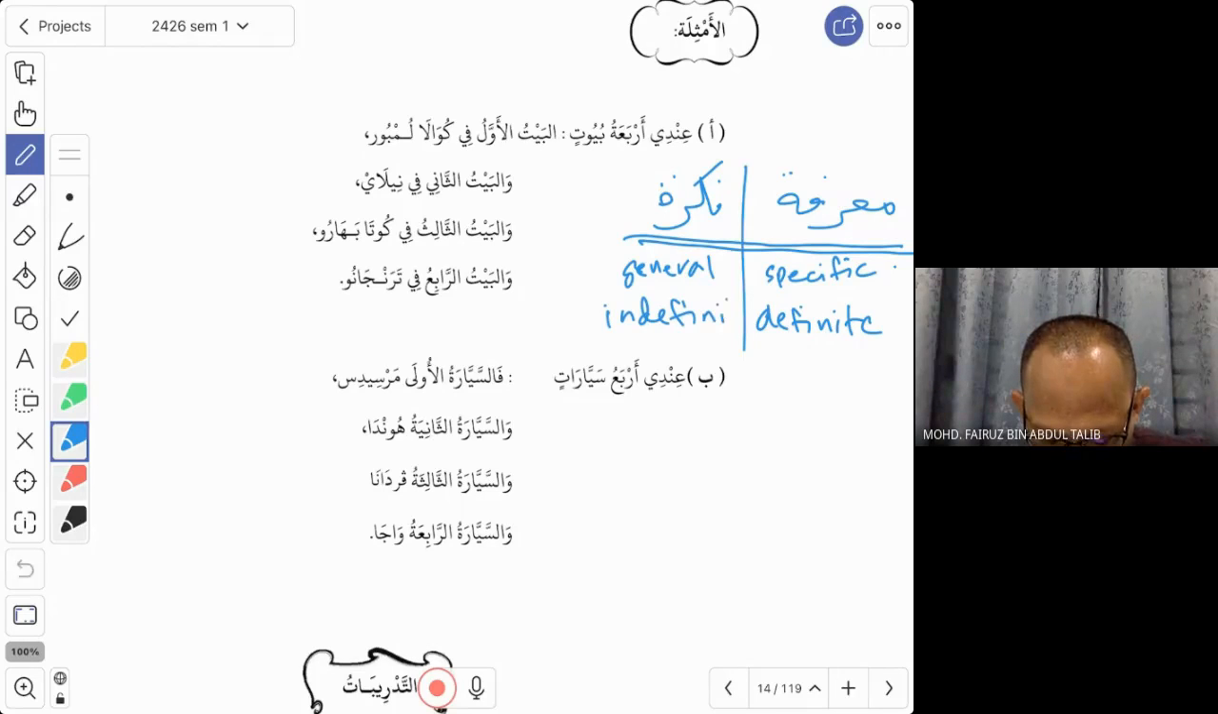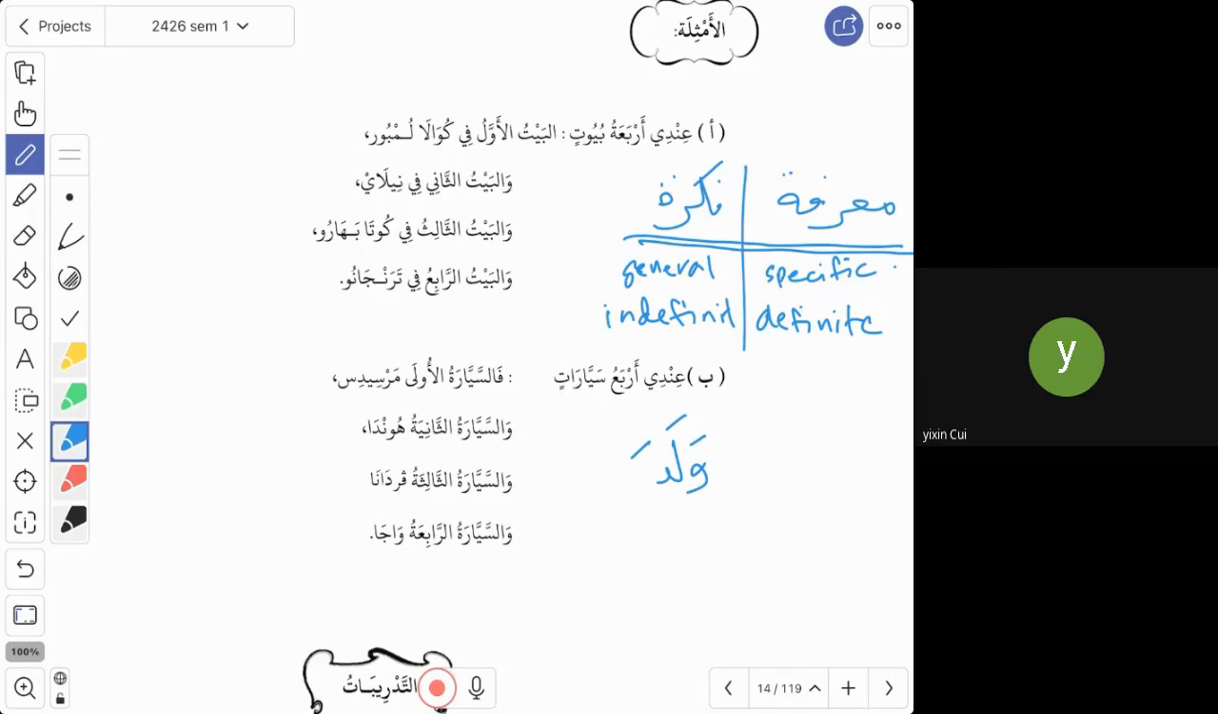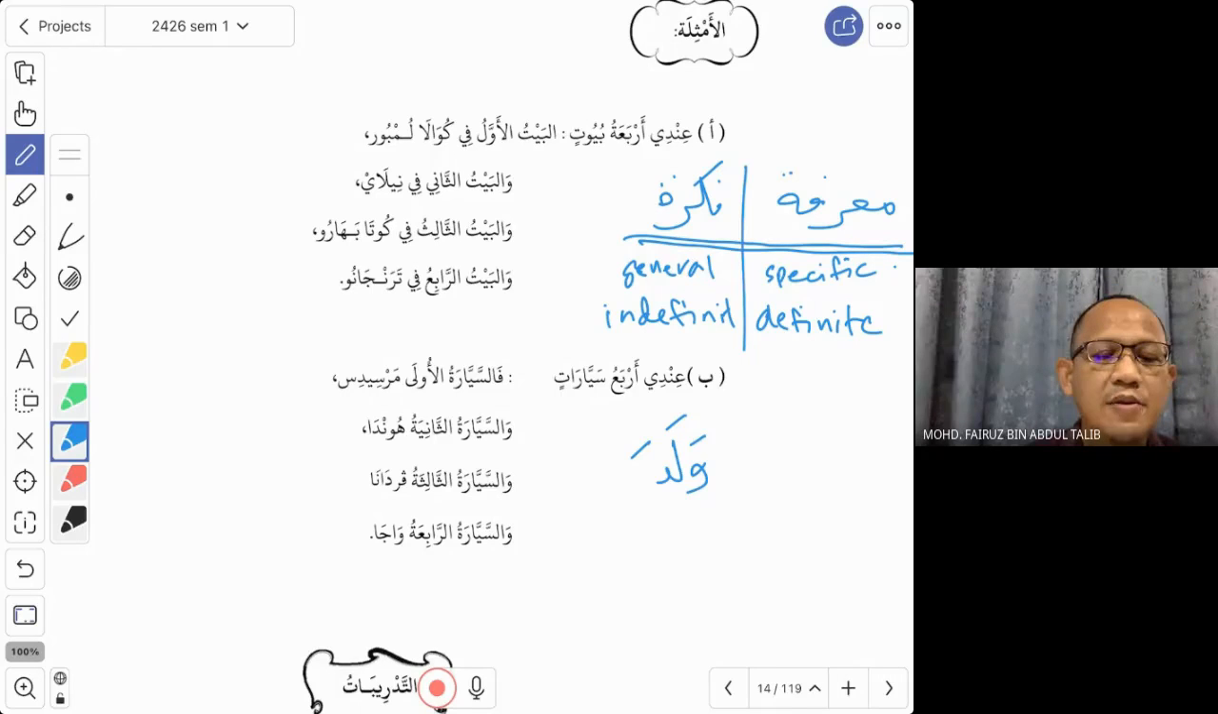So whenever you have a word, for example, when I say waladun, this is of course walad, meaning boy. But is this ma'rifah or nakira? When I say walad. Nakira. Yes, correct. Why nakira? Because we do not know which walad. Which walad is it? Any walad. It can be any boy. So normally when you have this word walad, we say a boy.